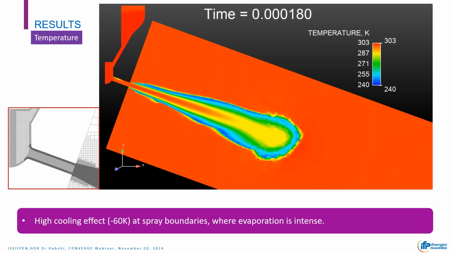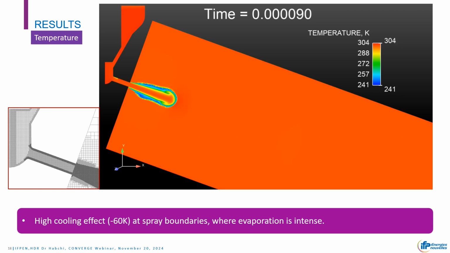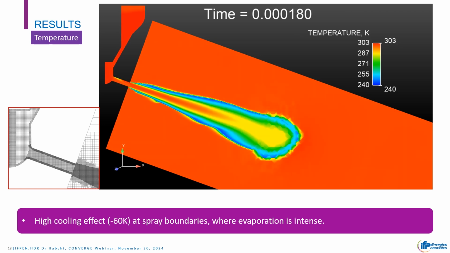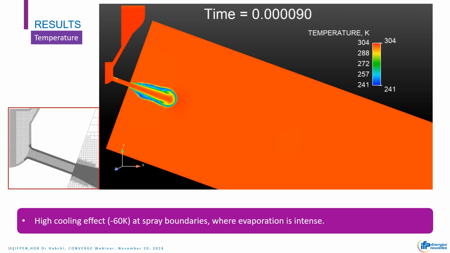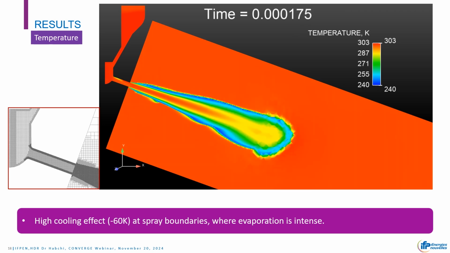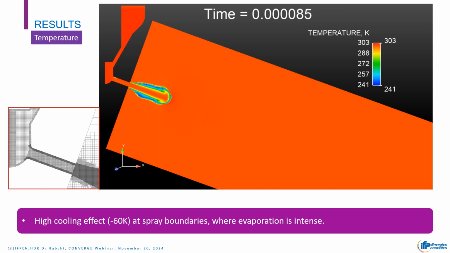Next, this movie is showing the temperature field in this plane, and it shows mainly the high cooling effect at the spray boundaries, where the evaporation of ammonia is happening. So this is expected from this kind of fuel because of its high latent heat of vaporization.